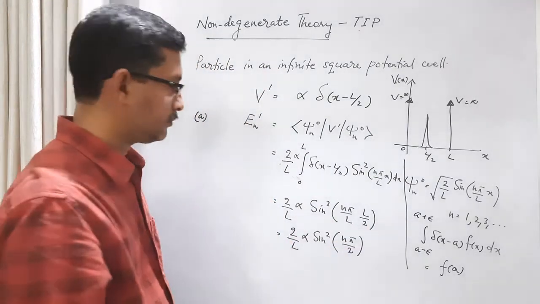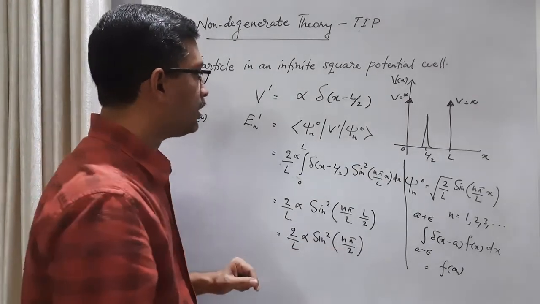This is the result. Now what is sin square n pi by 2?